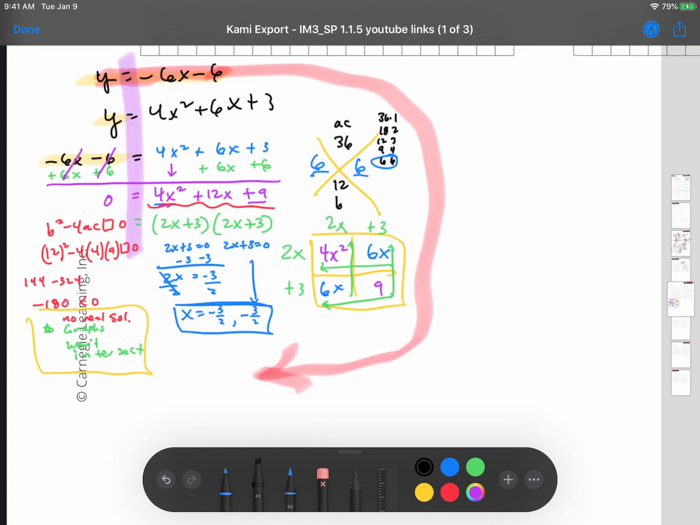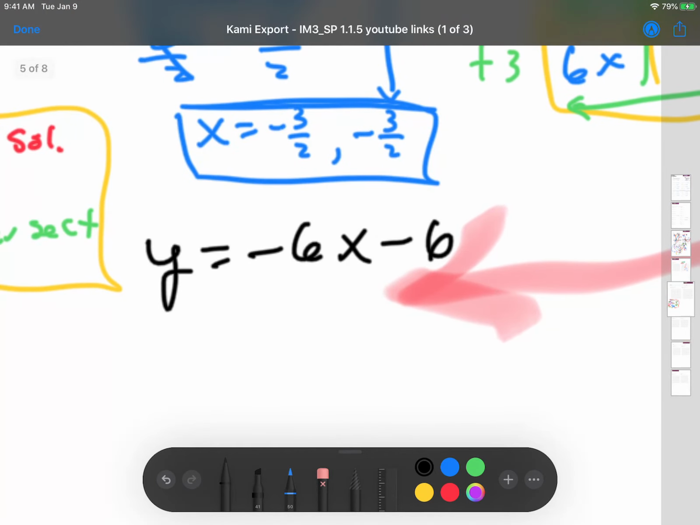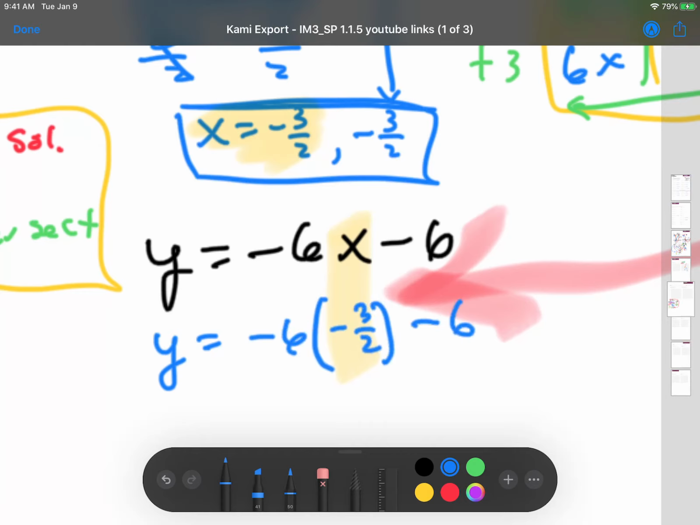Let's do it. Let's do that right after the highlighter. Do you guys do that? y equals negative 6x minus 6. And I'm trying to find the y coordinate, so I just have to stick in one of these. Instead of writing x, we're writing negative 3 halves: y equals negative 6 times negative 3 halves minus 6.